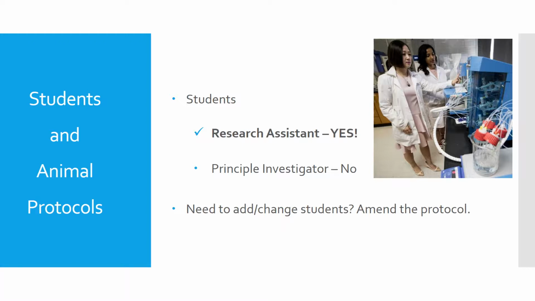While students are not permitted to be an investigator on an animal protocol, they can be listed on the protocol as research assistants. Even if the student is not initially listed on the protocol at the time of approval, or if there is a change in students once the protocol has been approved, the protocol can be amended to add or update student information.